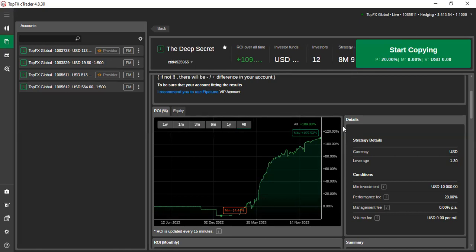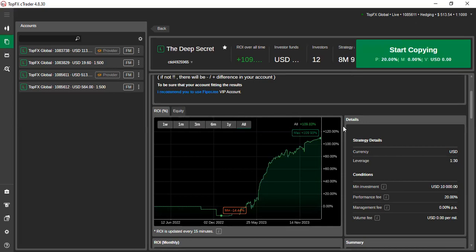Or if you decide to stop copying the trader, automatically, if the trader has made profit, the trader's share is going to be deducted from your account. Or if the trader decides to stop providing the service, and the person has made profit on your account, automatically the system is going to deduct it and add it to their account, depending on the percentage they are charging as performance fee. So this trader is taking 20%.